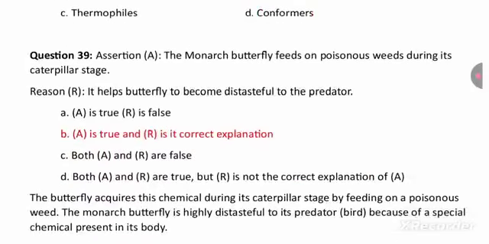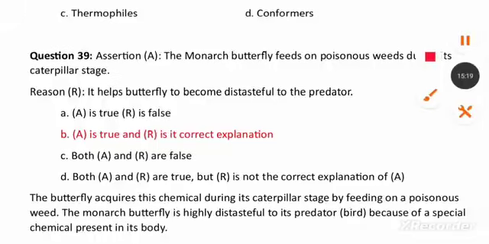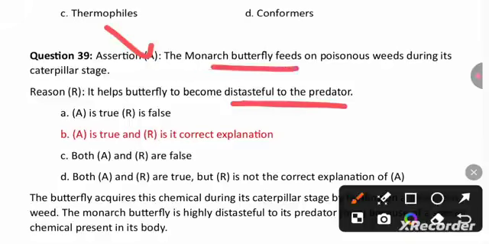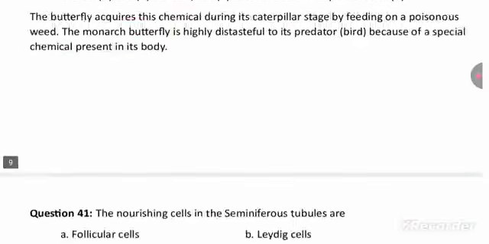Assertion A: the monarch butterfly feeds on poisonous weeds during its caterpillar stage. Yes, the monarch butterfly feeds on poisonous weeds during its caterpillar stage, so this assertion is right. And the reason: it helps the butterfly to become distasteful to predators. Because of feeding on poisonous weeds during the caterpillar stage, it becomes distasteful for its predators. So A is true and R is the correct explanation for this case.